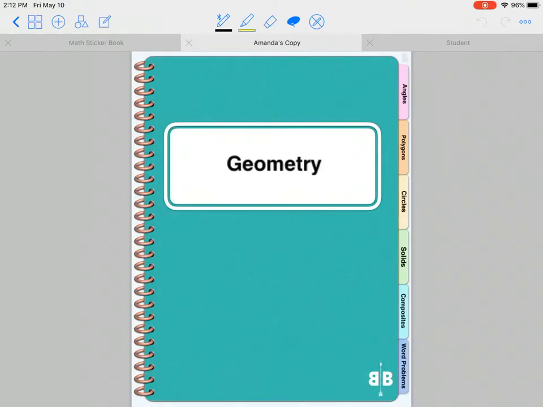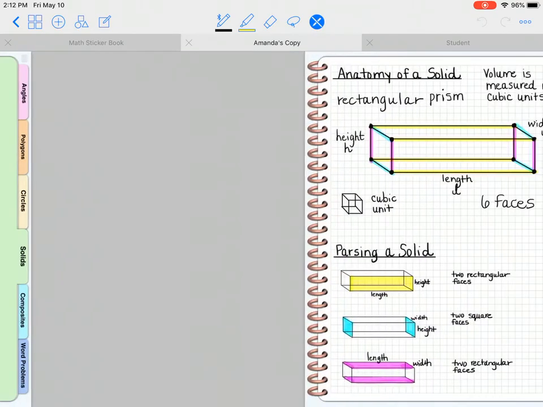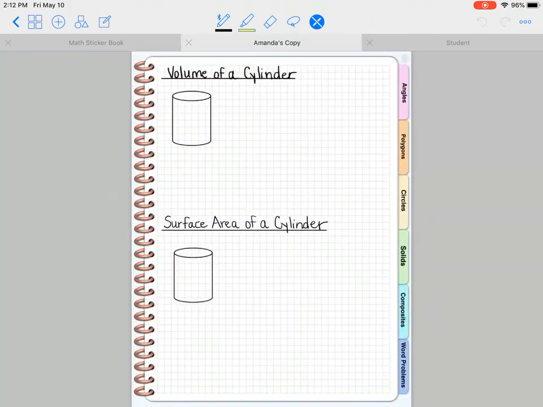Welcome back to the next video in the solids module. We are looking at cylinders in this video. So I'm going to go ahead and turn to that tab and page over to this particular page.